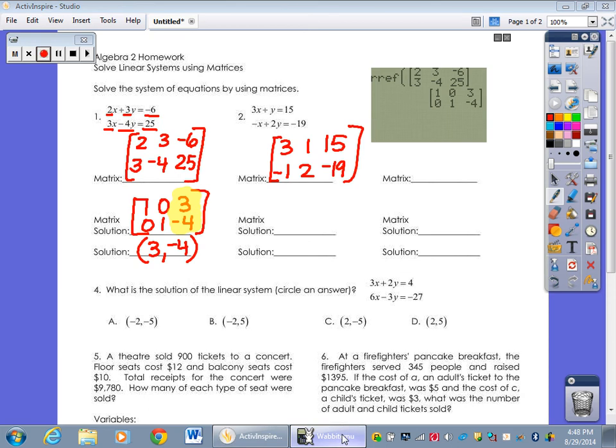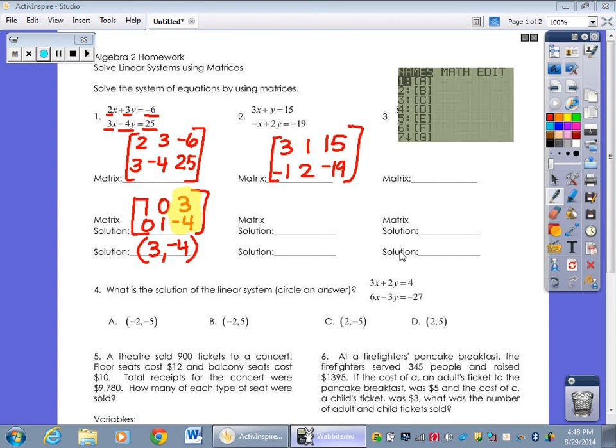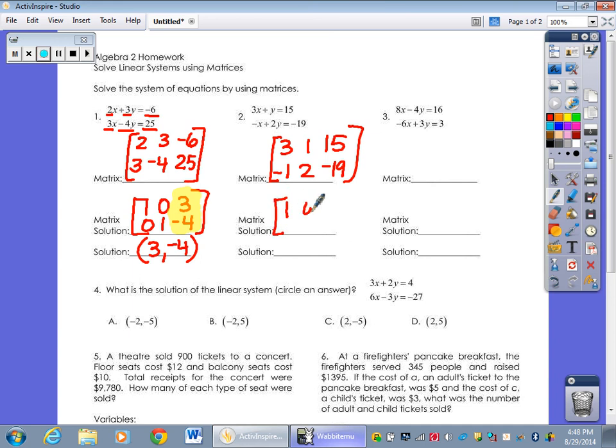Go to our calculator. Second, x to the -1, math, arrow up, enter, alpha zoom. It's a 2 by 3 already, so we hit OK. 3, 1, 15, -1, 2, and -19. Hit enter. So our matrix is 1, 0, 7, 0, 1, -6. So our solution should be 7, -6.